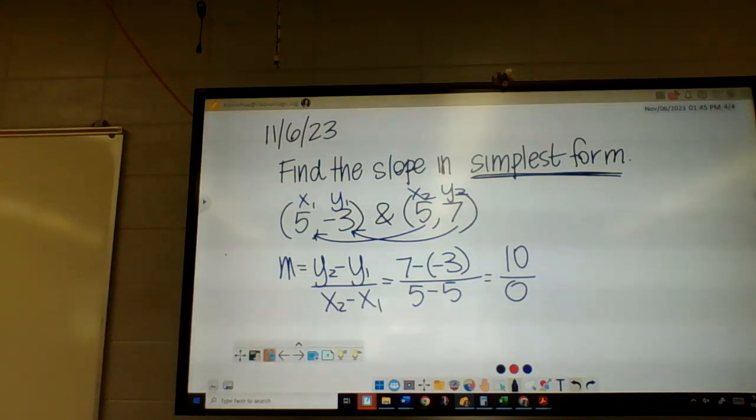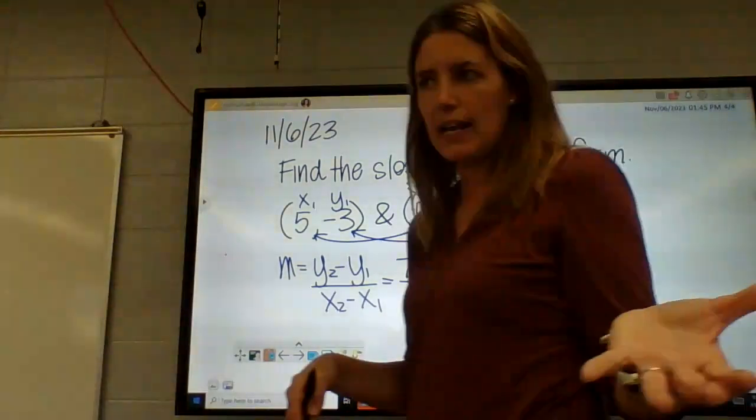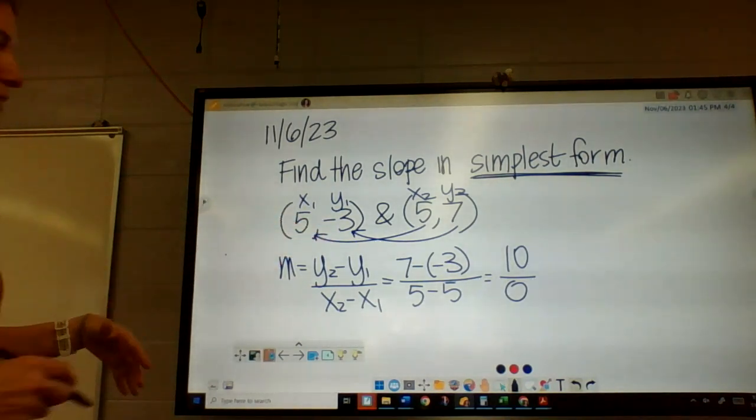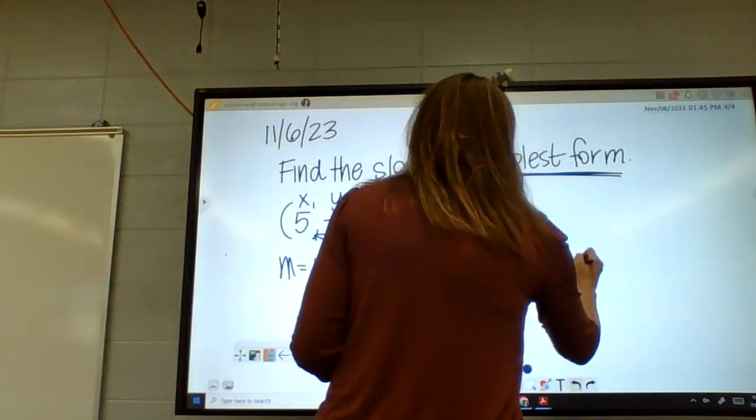Now, what happens when we divide by 0? Undefined. You get an undefined answer. You cannot divide by 0. If you put 10 divided by 0 in your calculator, it will give you an error message or say can't divide by 0. This is that swear word in math. So we would call this undefined.